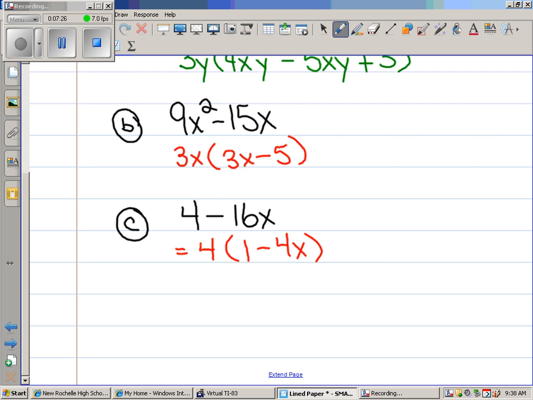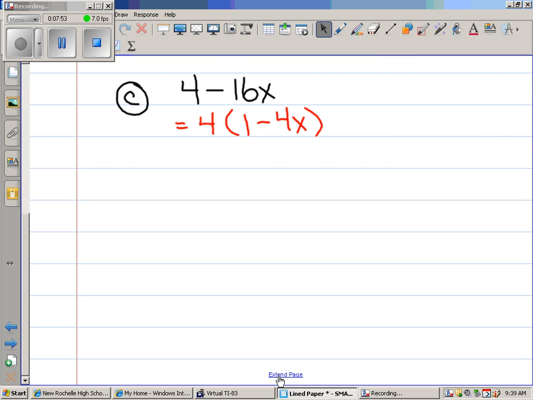I was thinking 4 is a greatest common factor, but where do you get the minus square? Well, whatever you put down over here, it has to multiply back to be the original. All right, cool. So 4 times 1 is 4. And 4 times 16x. But won't it be negative 16x? Oh, okay, that might be. All right, nice.